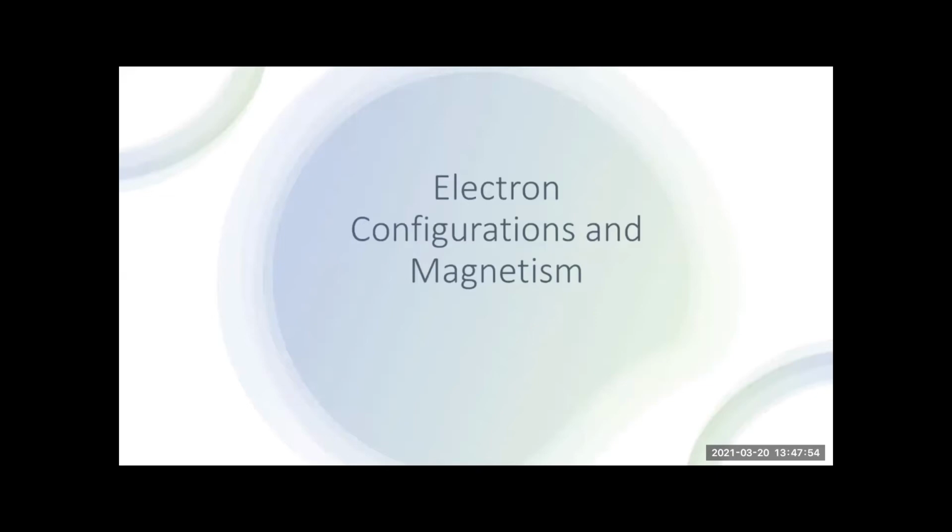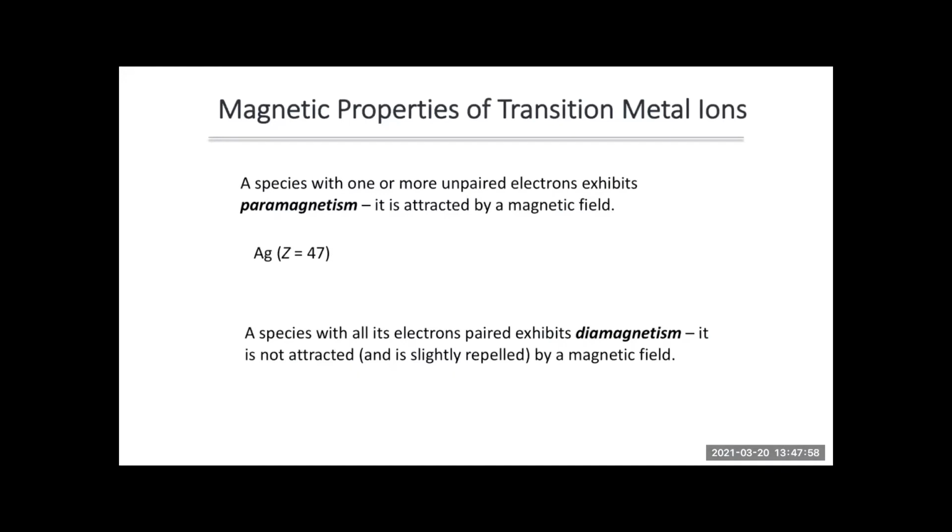In this video, we'll briefly look at electron configuration and magnetism. When we're looking at electron configuration, that can help us tell whether an element is going to be considered paramagnetic or diamagnetic. If it's paramagnetic, then it is actually attracted by the magnetic field. And this happens when we have one or more unpaired electrons.